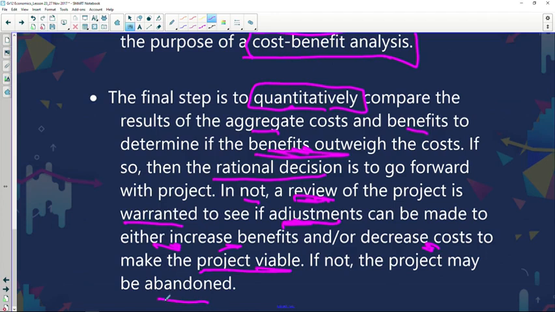So if they feel that it's not really worth it, then they will say, you know what, we're just going to abandon the project based on the cost-benefit analysis that has been given to us. So we are going to abandon the project because the final outcome that we got from the cost-benefit analysis says that the project is not viable, and we've tried to adjust the costs, that didn't work. We've tried to increase the benefits or decrease the costs, and that didn't work. So we're just going to abandon the project.